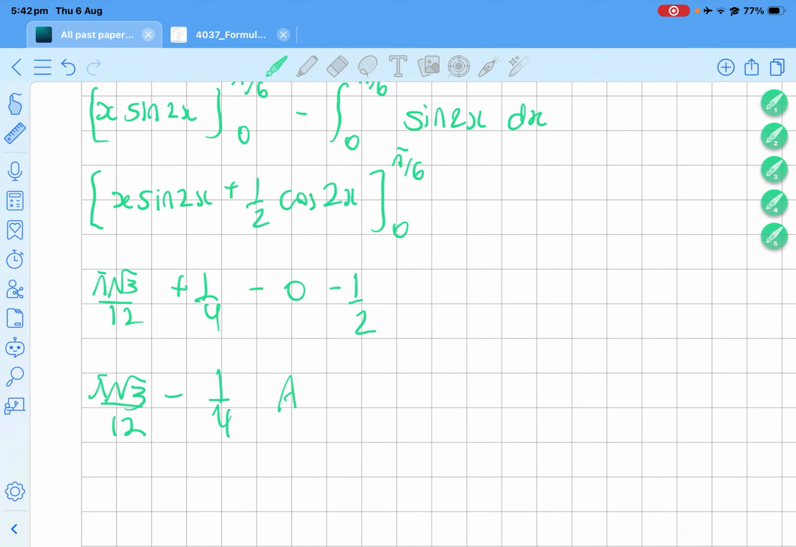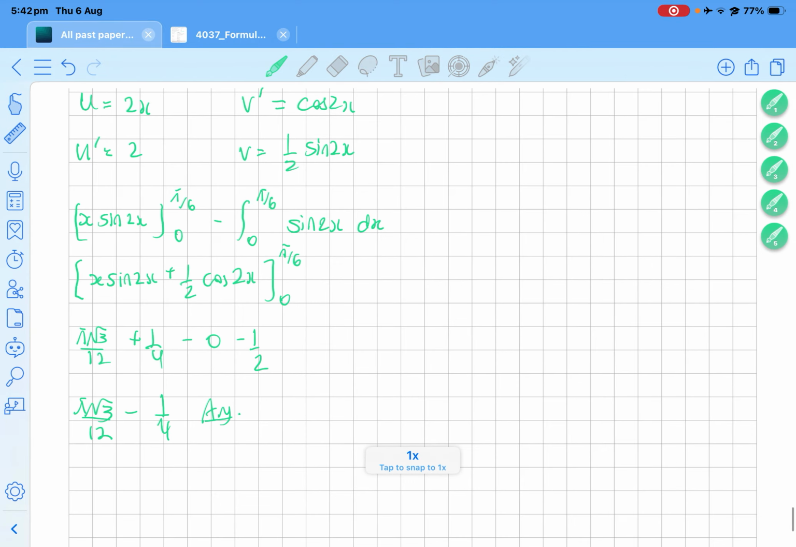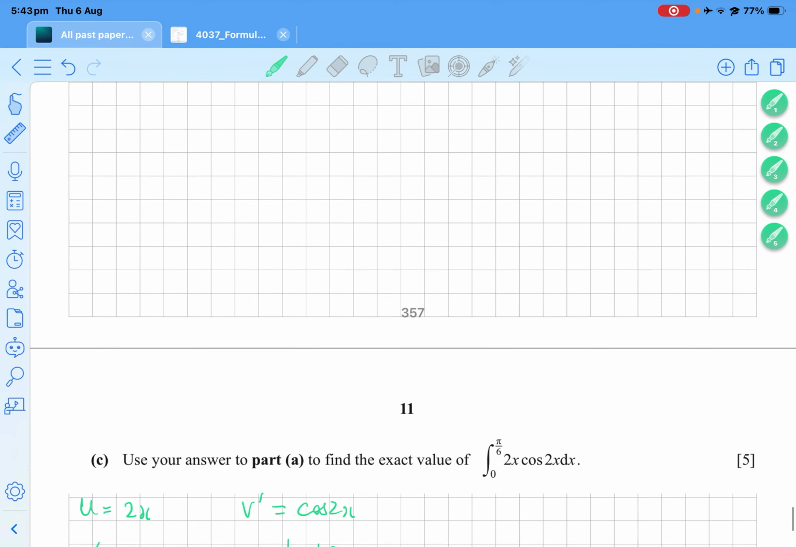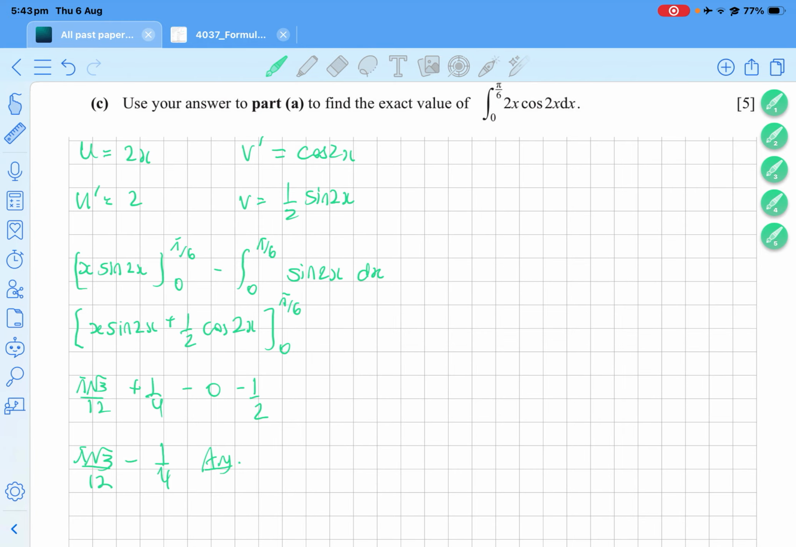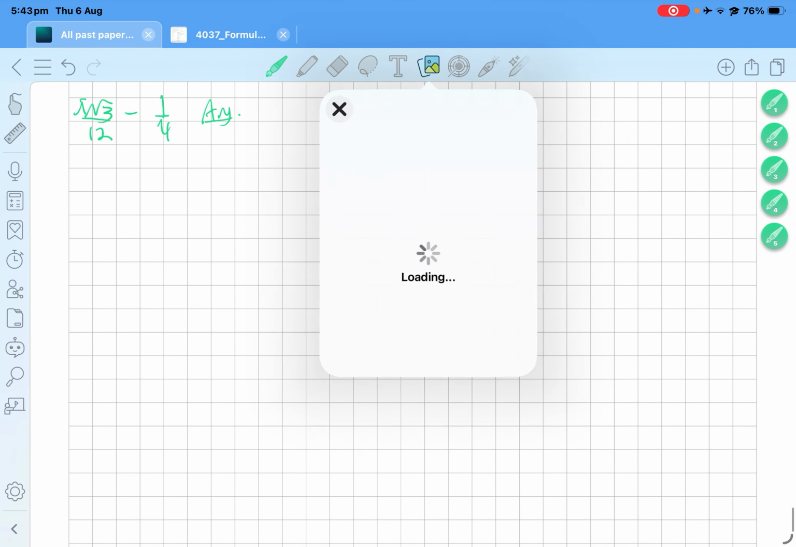1/4. And by the way, you can't really write it in decimals because they wanted the exact value. But you can write down the decimals somewhere, and then you can type the integral into the calculator and see if the values match. So here the values do match, so I'm gonna call this a success.